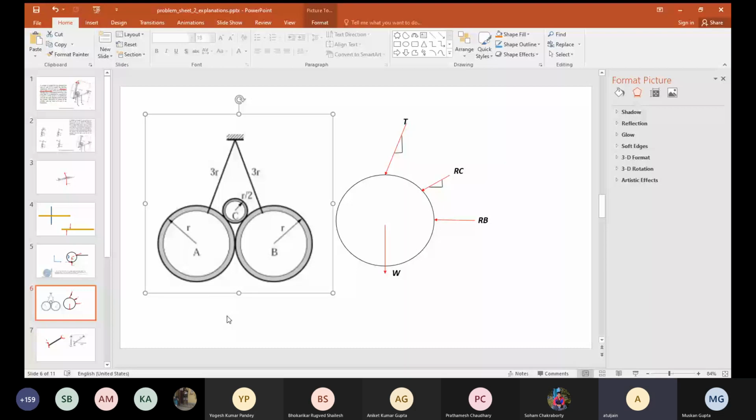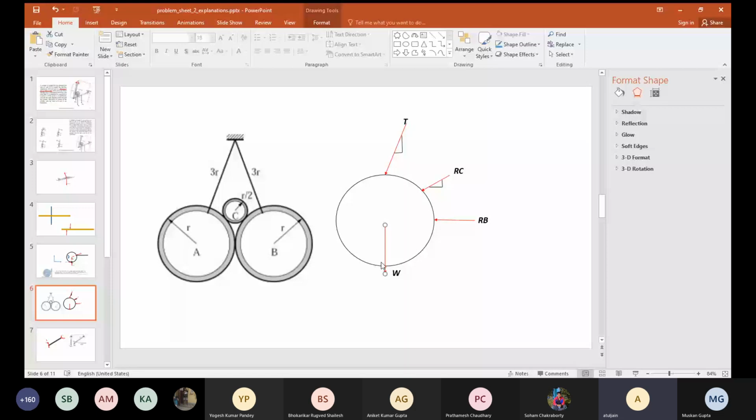For that, we have to draw the free body diagram of A, and the free body diagram of C. This is how the free body diagram of A would look. There is a weight W, this tension T, and at the point of contact between A and C, there is a normal force RC. At the point of contact between A and B is a normal force RB. RC and RB are passing through the center. This is how you draw the free body diagram.